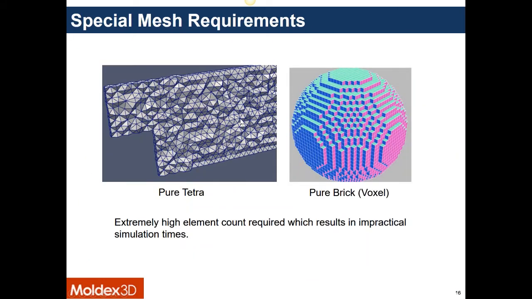There are a few options of different mesh types that you can use. If you tried using a pure tetra or a pure brick or a voxel mesh, you would have to use an extremely high element count, which would result in very high simulation times. The first time I tried to do this in 2006, I used a pure brick, a voxel mesh, and the computer pretty much ran for 2 or 3 days before I got a result. And even then, I was in R&D, so that was a different story. In the real world, you don't have that much time to run a simulation.